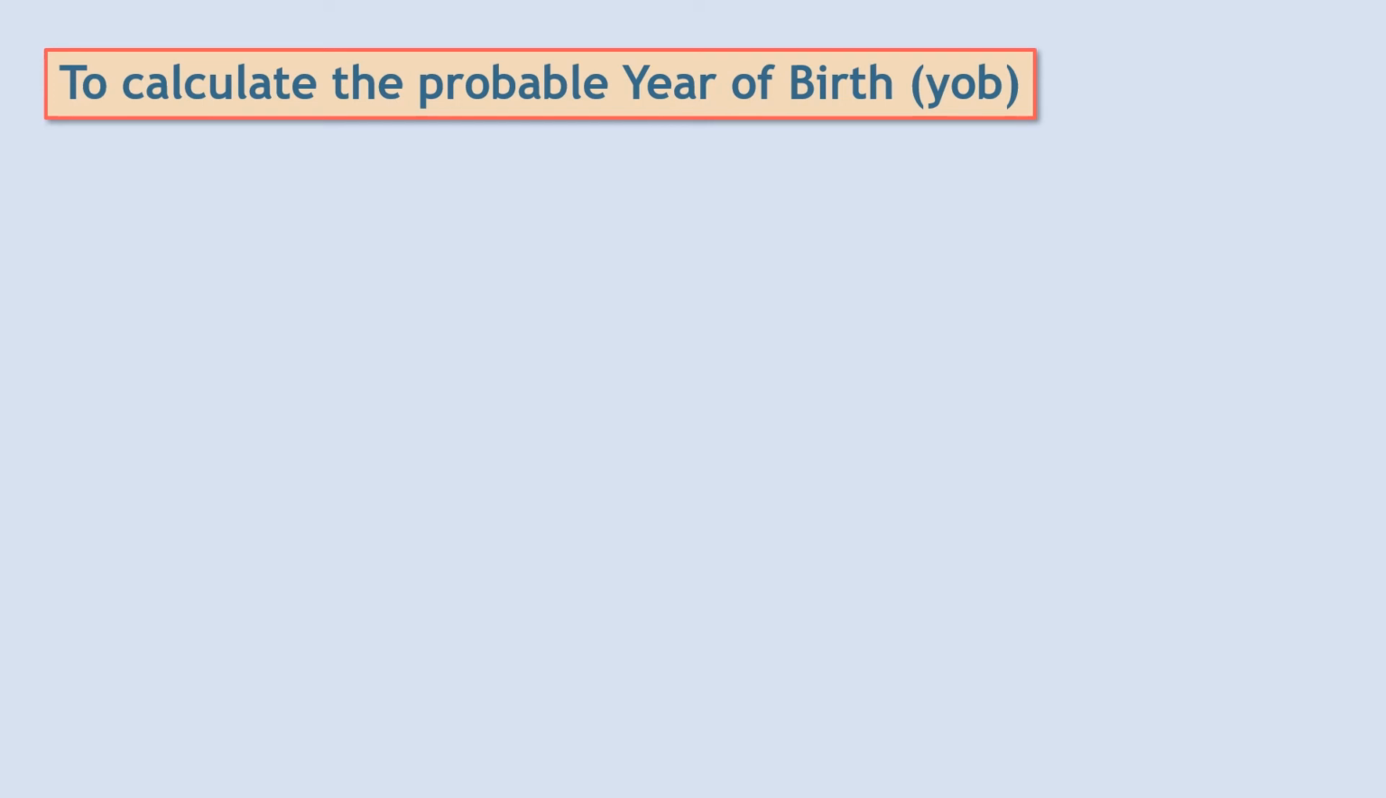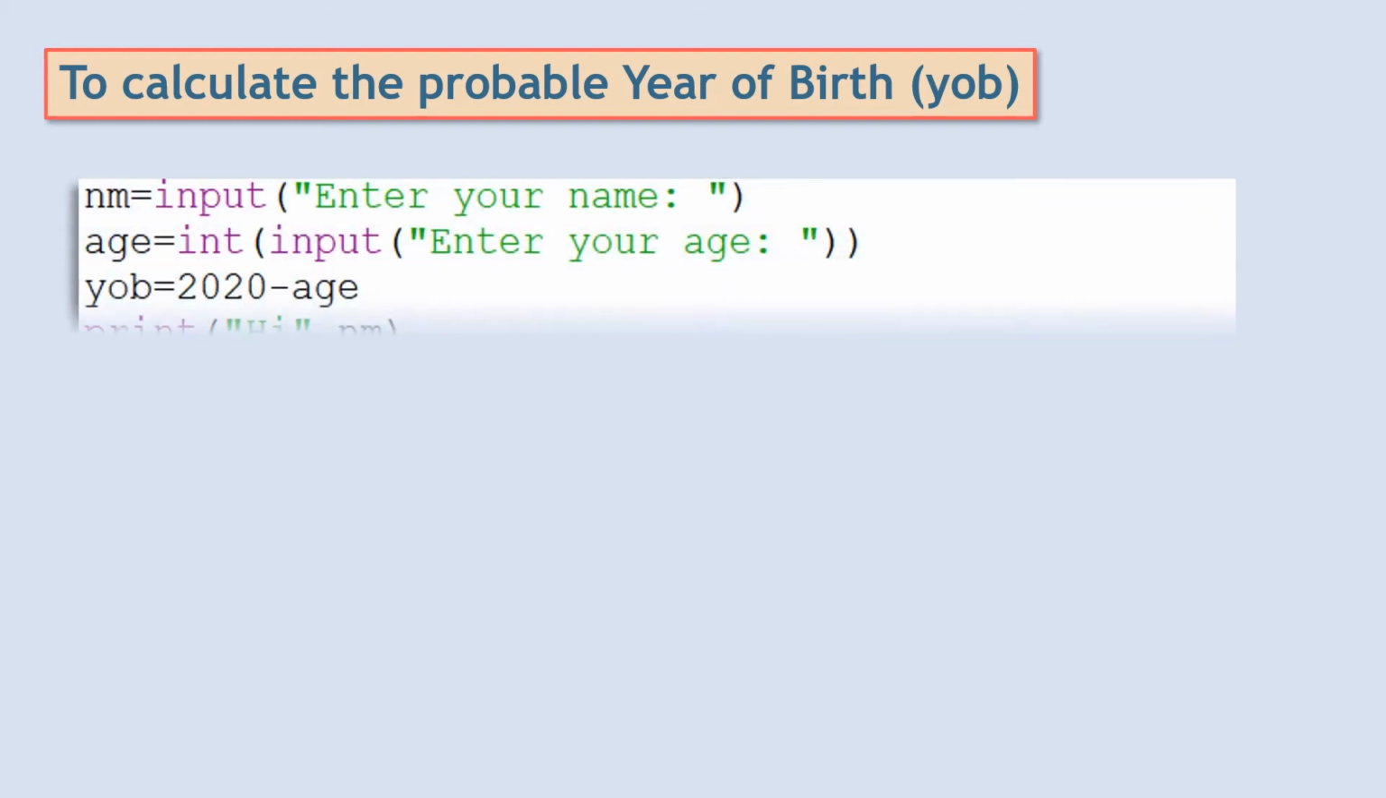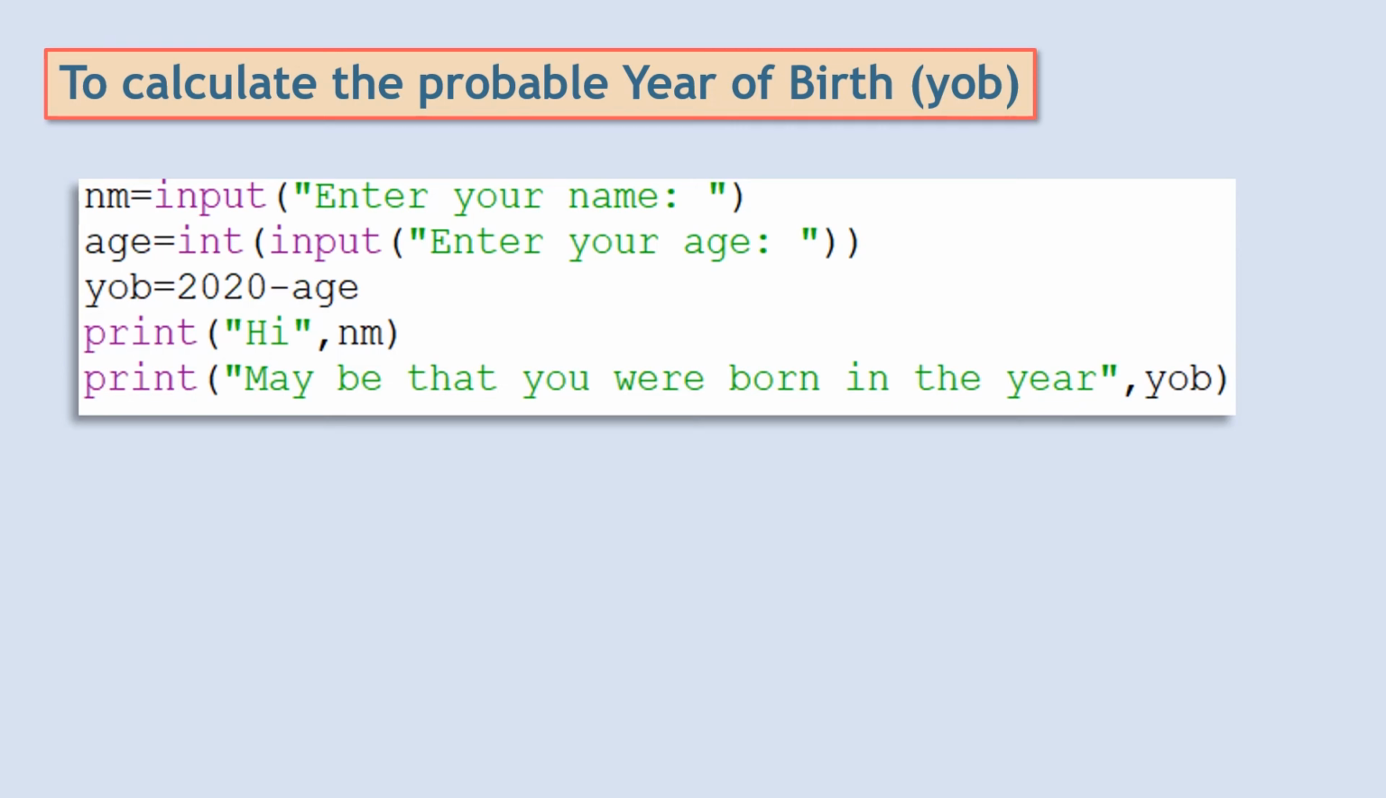Let us now see a program to input the name and age of a person and find his or her probable year of birth. This is the program. As the name is a string, we don't use any extra function in the first input statement. The age is to be used as integer, so it is converted into integer using int function in the second input statement. And here is the sample output.